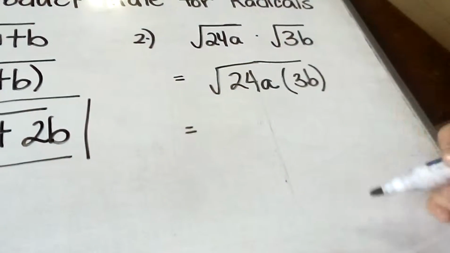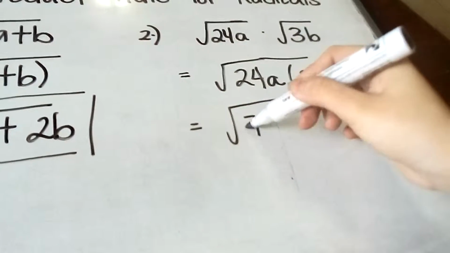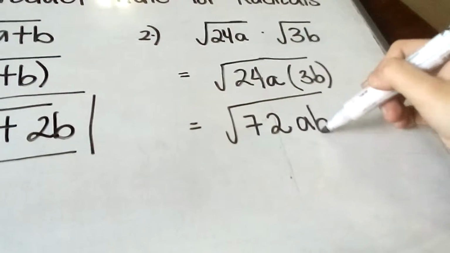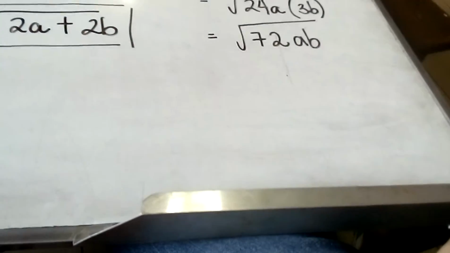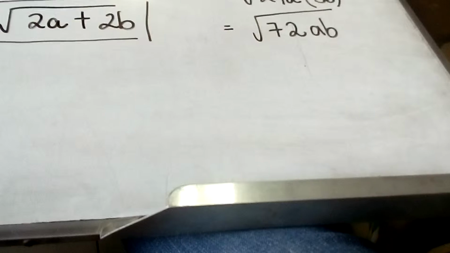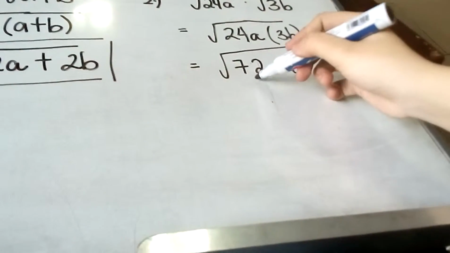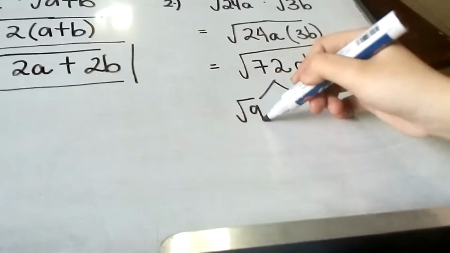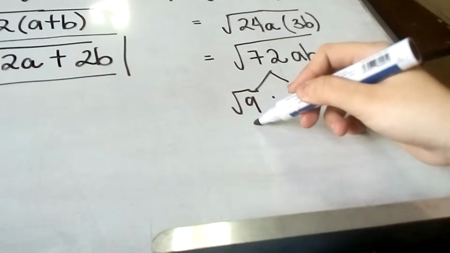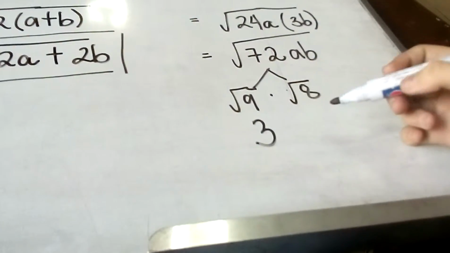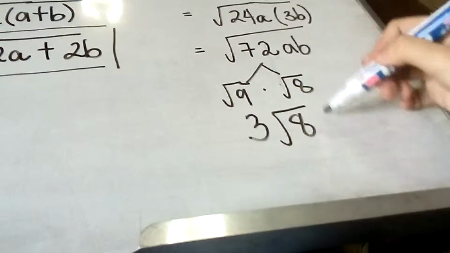So, 72. 24 times 3 is 72, then a, b. In this case, we can still simplify 72. 72 is what? 9 and 8. It is the square root of 9 times the square root of 8. So, it's 3, but the 12 and 6, square root of 8. Then, copy this.